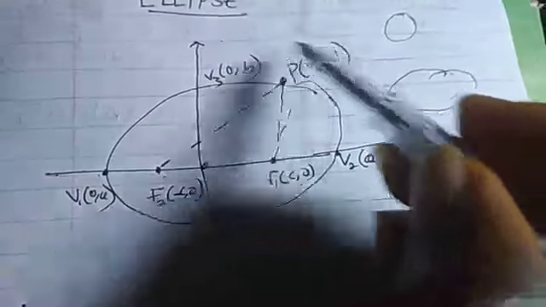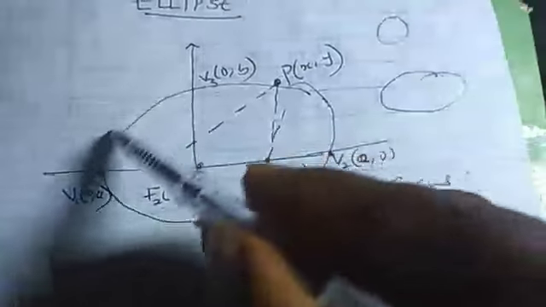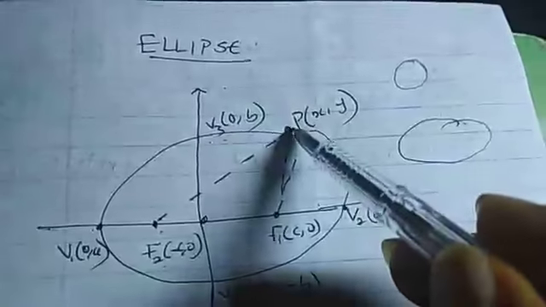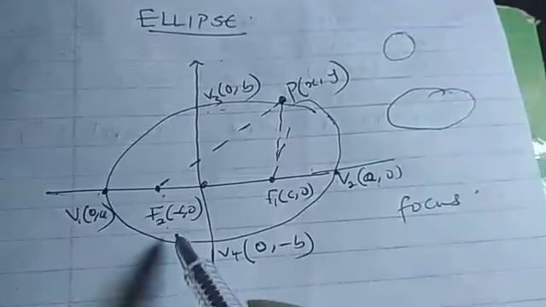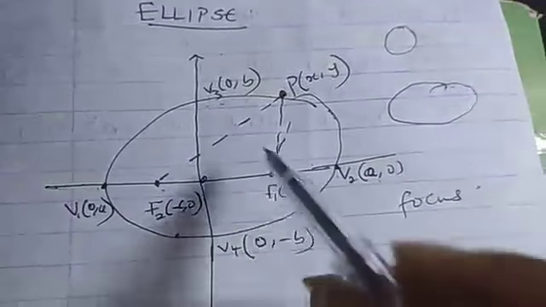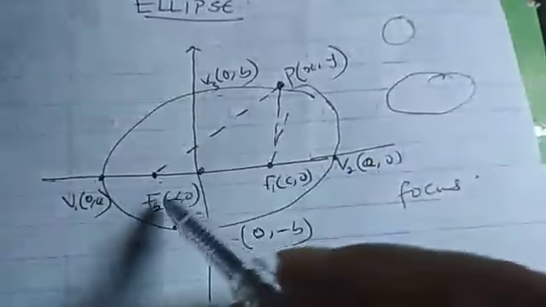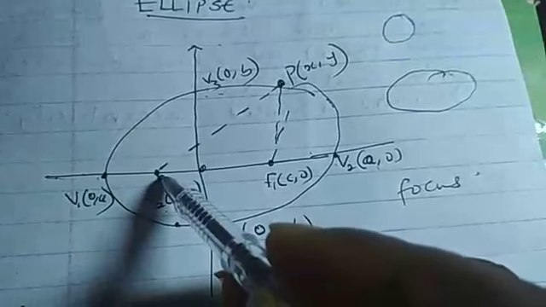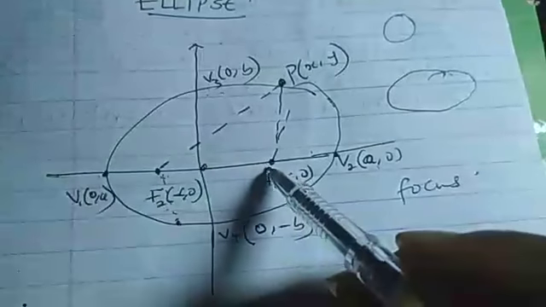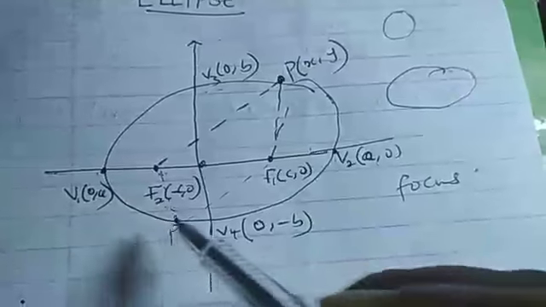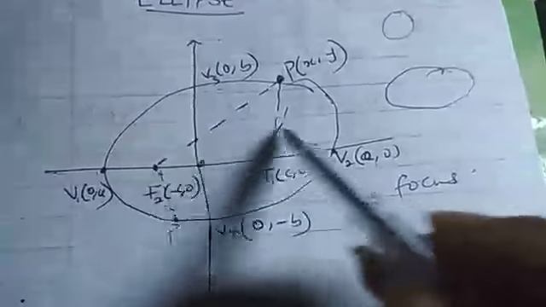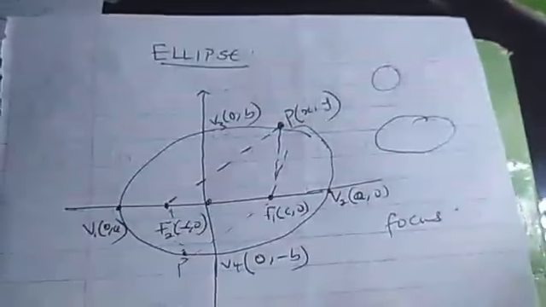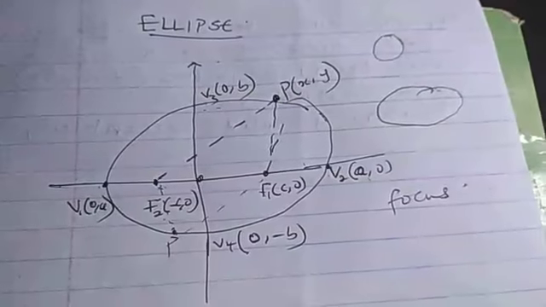Also, this is a point that is moving on this ellipse. One thing about the ellipse is that if this point moves to this place, and you add these two distances together, and these two together, they are always the same. Let's say we have the point P here now. That leads us to the definition of the ellipse.